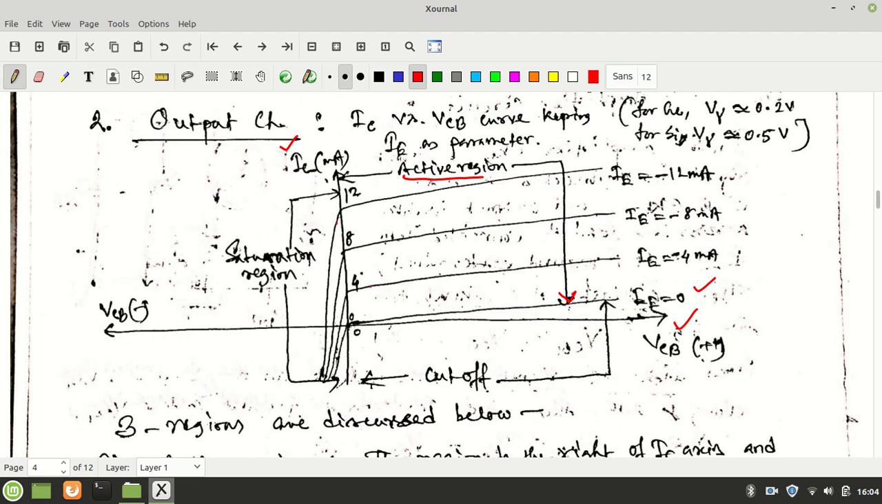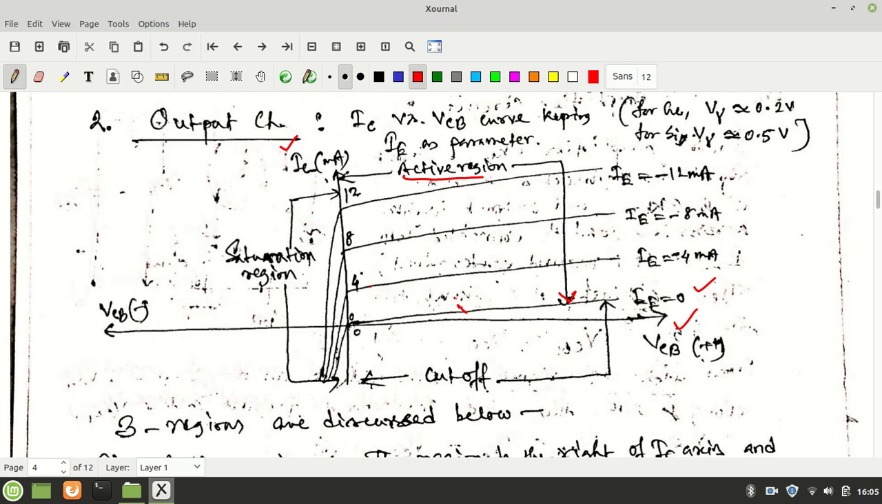And on the left hand side, when the voltage VCB is negative, that means the collector is negative with respect to base, so the collector base junction is forward biased. Here you can see the graphs are very closely spaced. For a very feeble change in IC, that is, the vertical separation is very small with respect to the current. Here you can see clearly the spacing of the graphs.